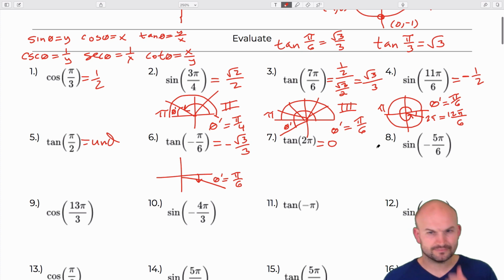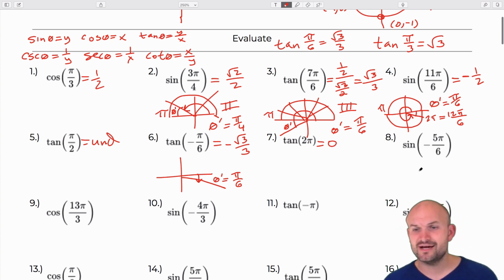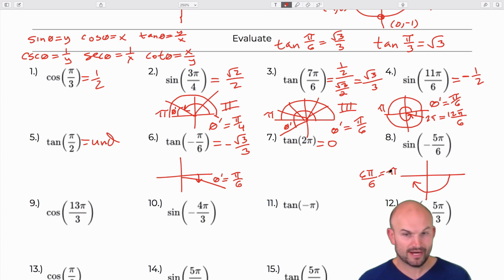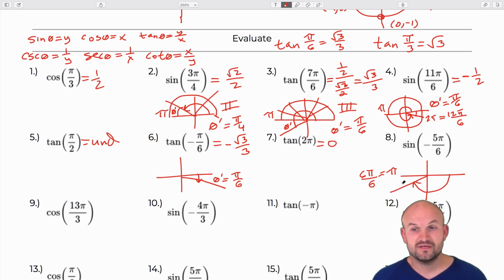For number 8, I did a lot of 6s on this one, and sine, but I guess that's just how everything comes up. So we're going to do sine of negative 5 pi over 6. Again, halfway around the circle is pi, which is also the same thing as 6 pi over 6. Okay, so 6 pi over 6 is equal to pi, right? Because 6 over 6 is 1. So we're at 5 pi over 6. So therefore, my reference angle is how far away from my x-axis. I can say that theta prime is equal to pi over 6.